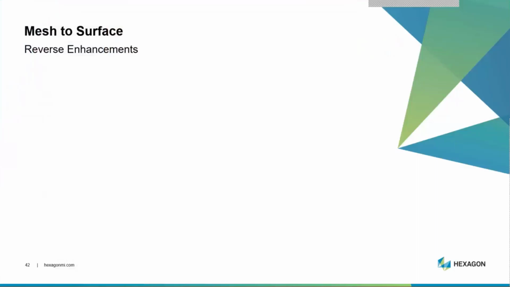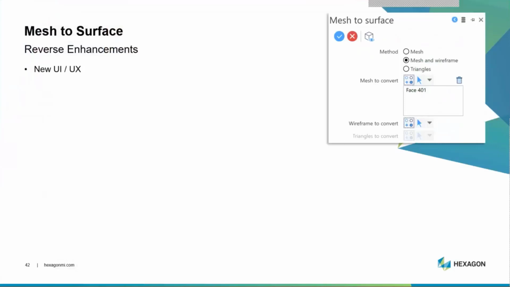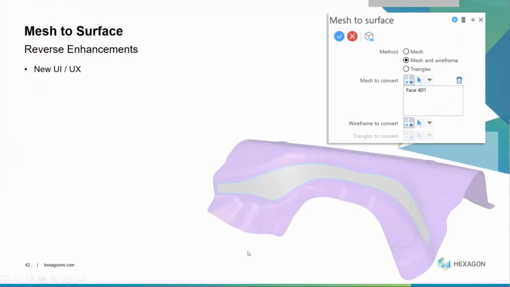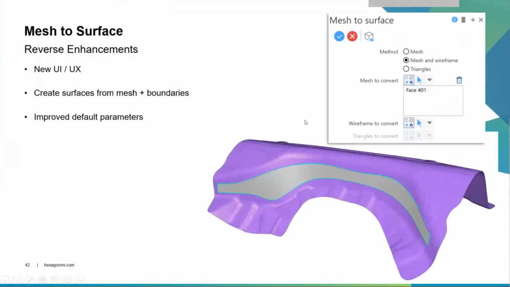Our mesh to surface command is now a really powerful command. It's got a new user interface, which makes it much easier to use, and we've added loads of new functionality to it. This user interface is going to make it easy to understand and pick the correct elements in order to get the correct result. We can now create surfaces using a mesh and also wireframe boundaries. In addition to that, we have improved the default parameters.